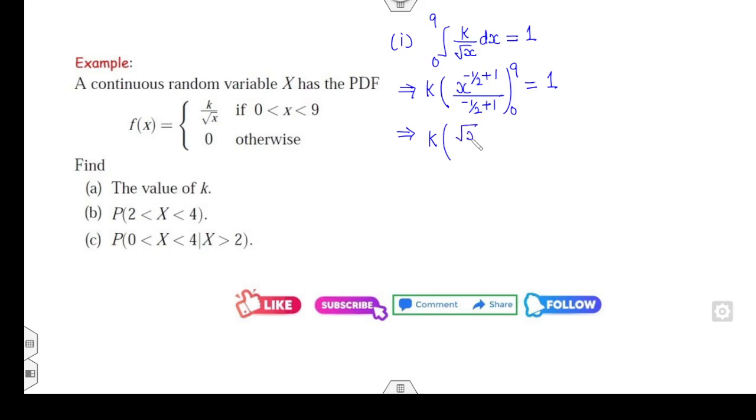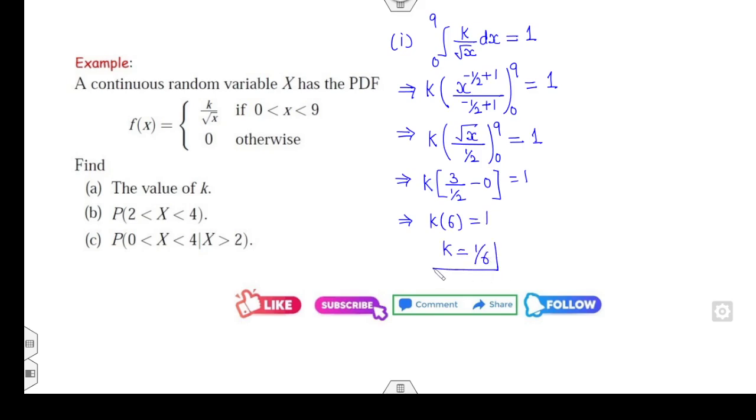This number is my root x divided by half, from 0 to 9. Now you can substitute the limit. It will be 3 over half minus 0, which is equal to 1. Now you can solve them. It is 6 is equal to 1, so k will be 1 over 6. Fine. Now look at the second part.